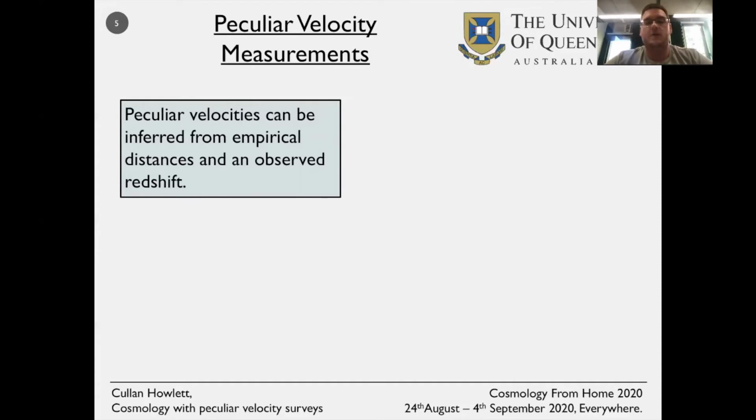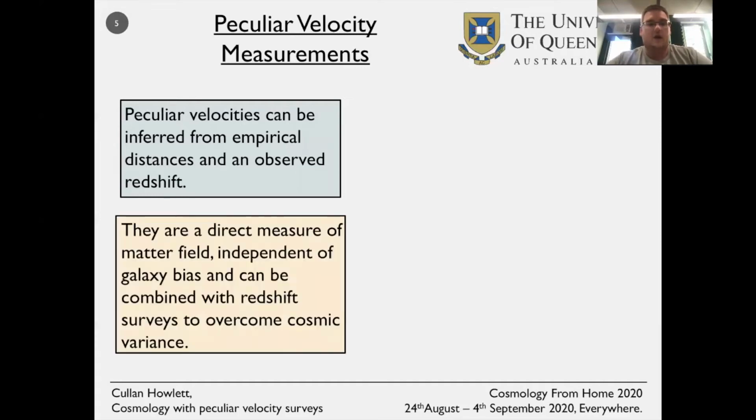So there are many ways we can get empirical distances, the most famous of which is type 1a supernovae, which I'll get onto in a minute. But regardless of the method that we use, they are a direct measurement of the matter field. So gravity only cares about the total amount of matter, not what component is split into baryons or dark matter. And that means that these measurements are independent of galaxy bias.